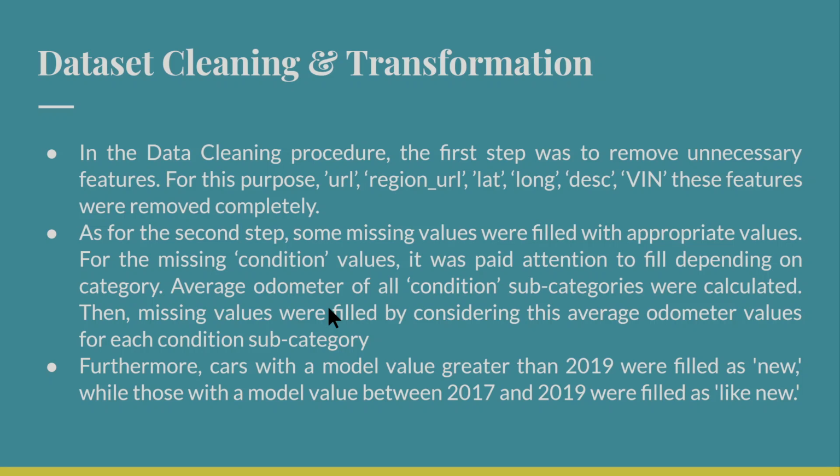And furthermore, cars with a model value greater than 2019 were filled in as new, with a model value between 2017 and 2019 were filled with like new. So what we did is we used some data from other columns to sort of data mine information that we could use to fill in the null values that were in the data set. So the visual encoding.